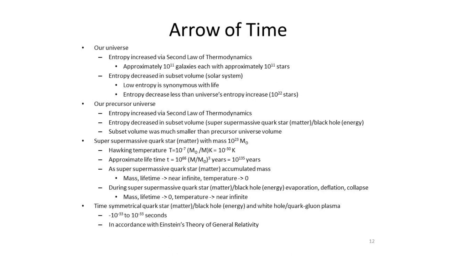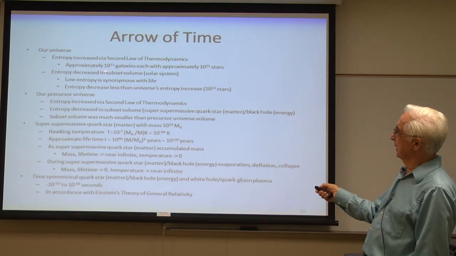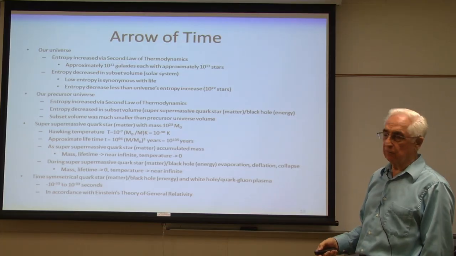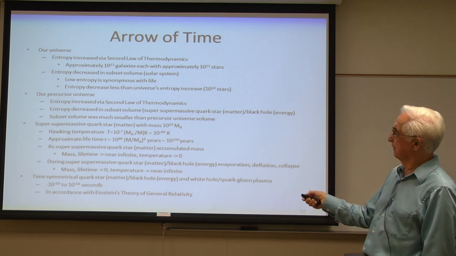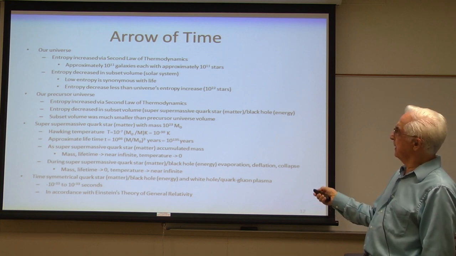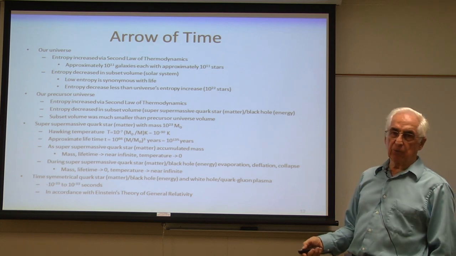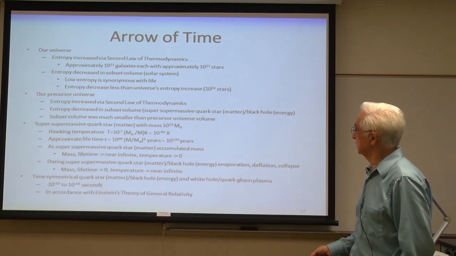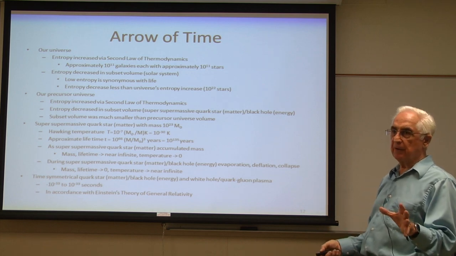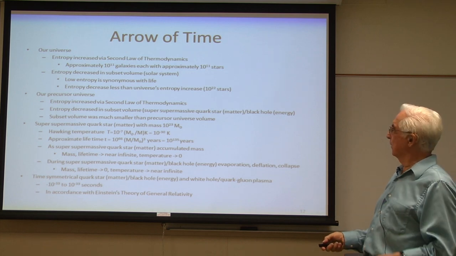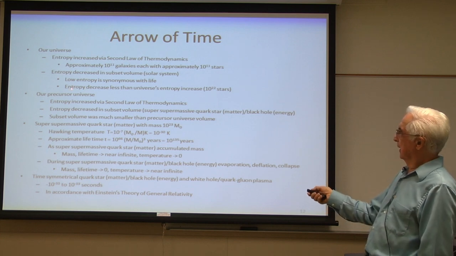In our universe, the entropy increased via the second law of thermodynamics. There are approximately 100 billion galaxies in our universe, and each one of those galaxies has approximately 100 billion stars. The entropy decreased in a subset volume of our universe, namely where our solar system was located. Low entropy is synonymous with life, high entropy with death or unavailable energy.